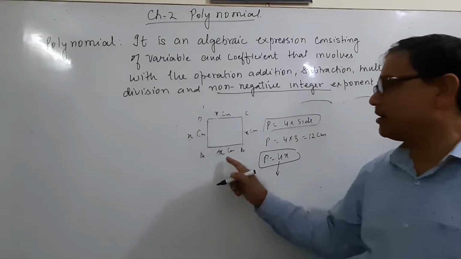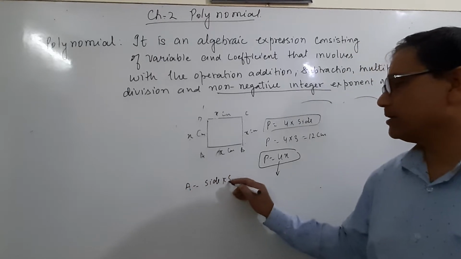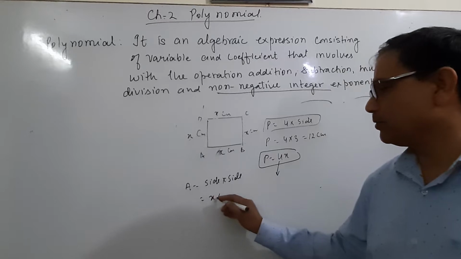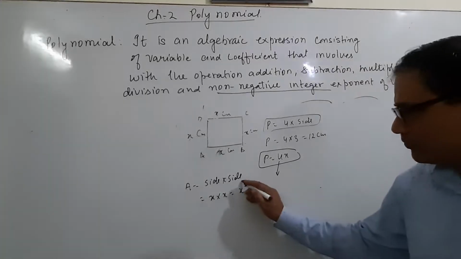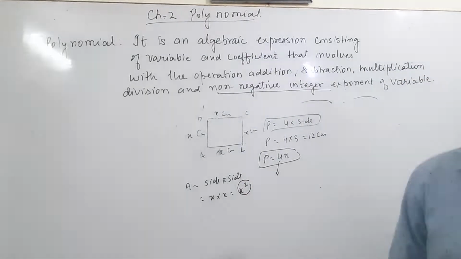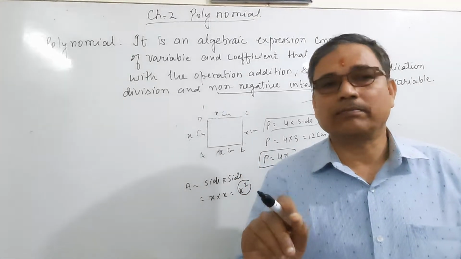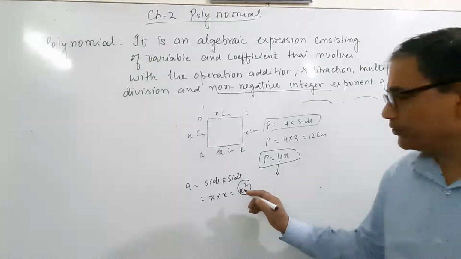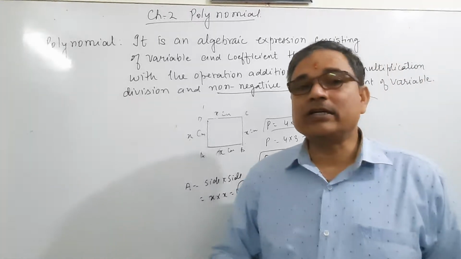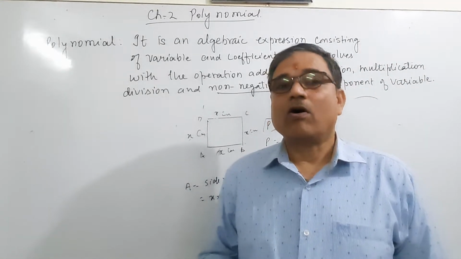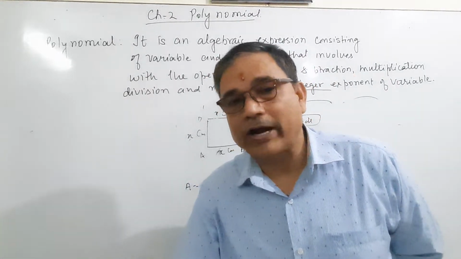And now, if the side of the square is x, then what is the area? Side into side. Similarly, we can say x into x is equal to x square. The coefficient of this x square is not mentioned. If the coefficient of any variable is not mentioned, we have to assume the coefficient of x square is 1. It means the coefficient is the value of the variable whose coefficient we have to find out.